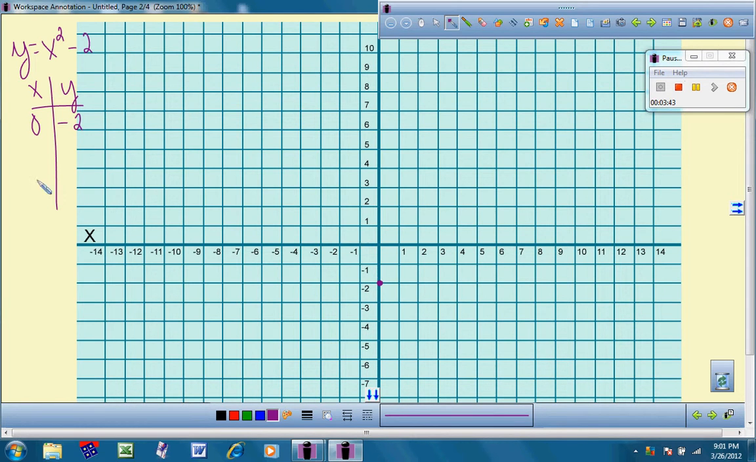Next value I'm going to choose is 1. 1 squared is 1. 1 minus 2 is -1. So now I'm going to plot 1, -1. Next, 2. 2 squared is 4. 4 minus 2 is 2. So I'm going to plot 2, 2.